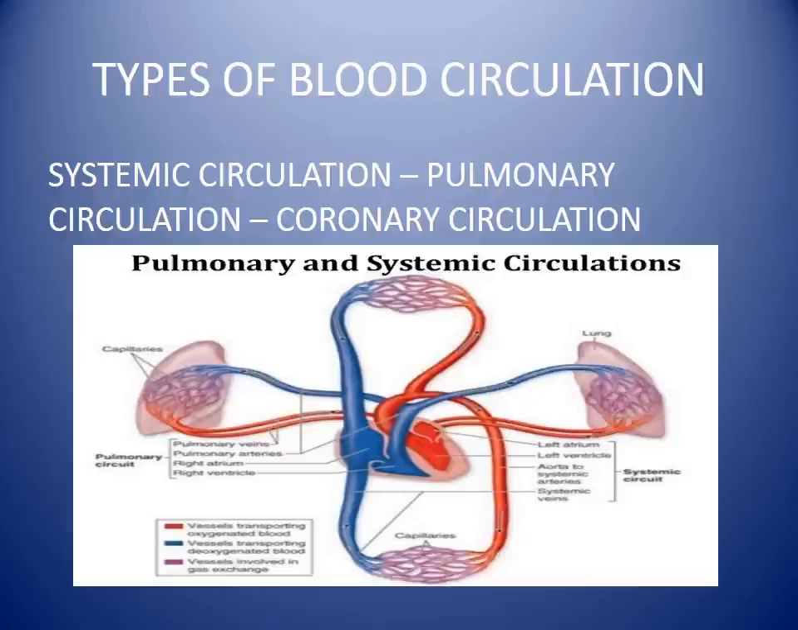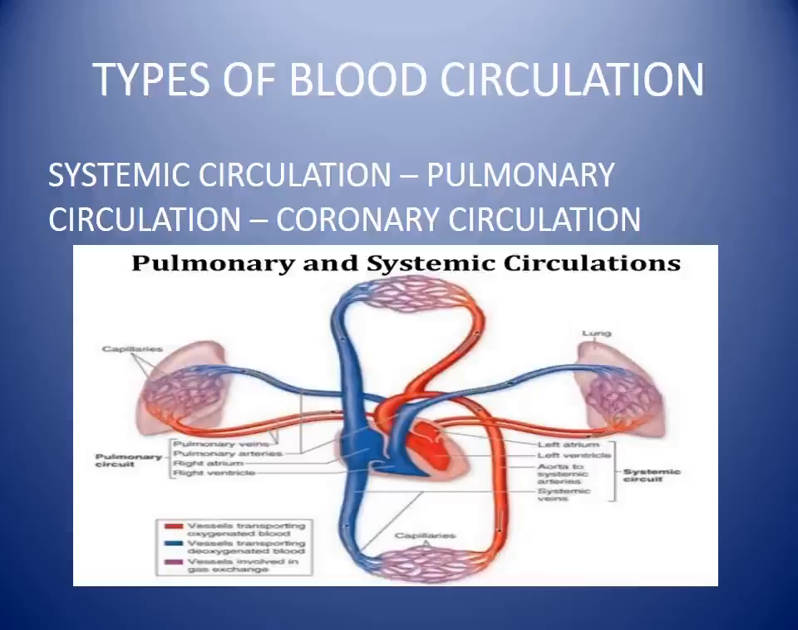Everybody see the picture. You can see? Everybody see properly? Pulmonary and systemic circulations. Heart is there. Pulmonary veins are there. Systemic veins. Systemic and pulmonary. Now, what is systemic circulation?